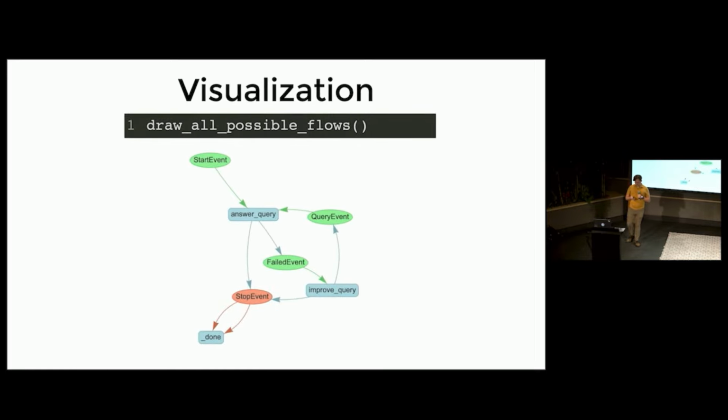If it answers the query correctly, it emits a stop event, and if it can't improve the query, it also emits a stop event. So all of the possible flows are visualized here in this diagram. And this visualization tool is also built into LlamaIndex. You can just call draw all possible flows like that, and it will draw this diagram of what your flow looks like, which is a very useful tool for planning and debugging.